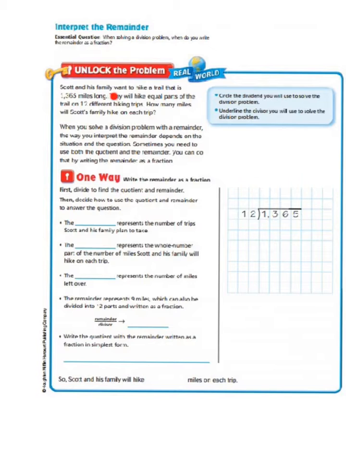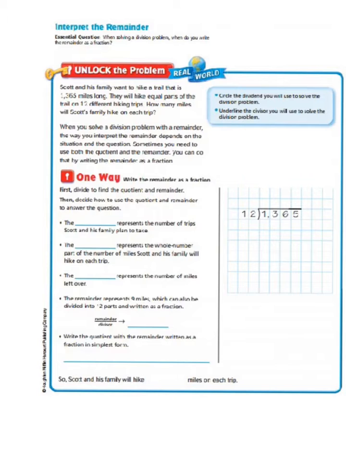Scott and his family went to hike a trail that is 1,365 miles long. They will hike equal parts of the trail on 12 different hiking trips. How many miles will Scott's family hike on each trip? Well, let's take a look at what we need to do to help solve the problem. It says circle the dividend you will use to solve the division problem.